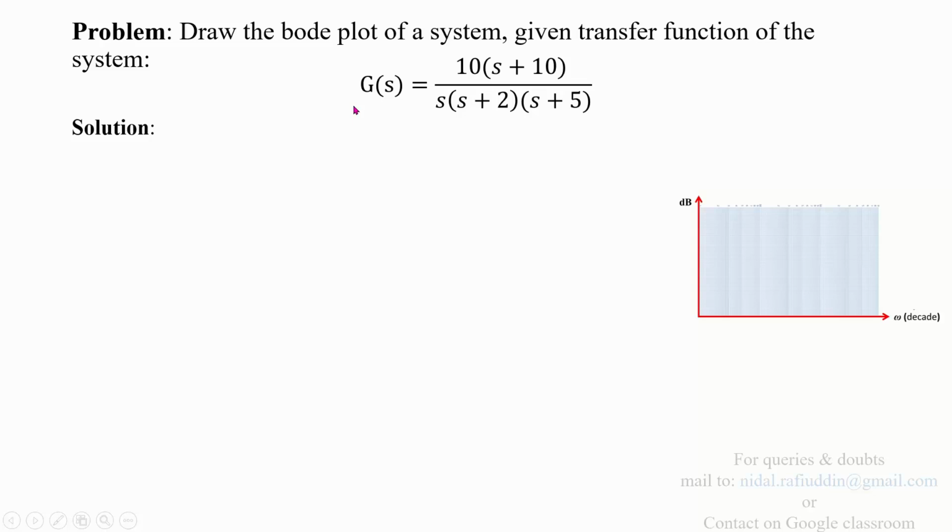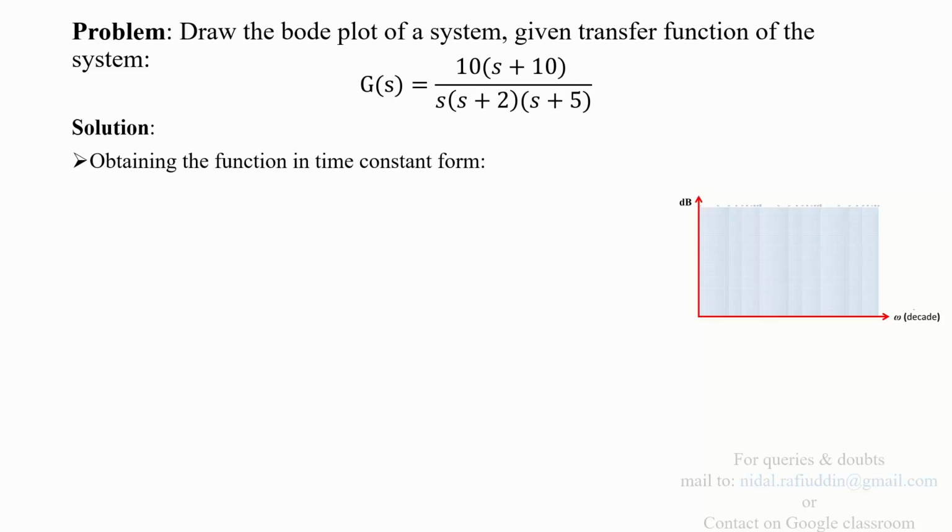So here's a simple problem, and we are required to draw the Bode plot of this system. We have a transfer function of a system. The system is represented by G(s), which is 10 into (s plus 10) divided by s into (s plus 2) into (s plus 5).